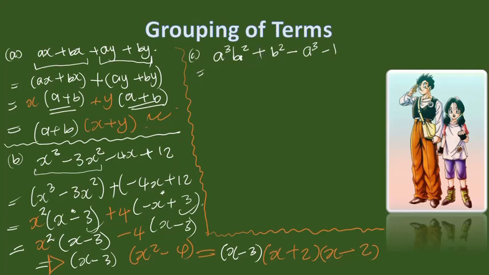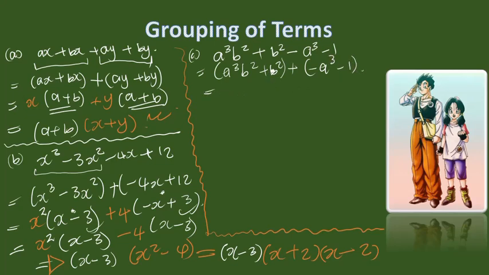Okay, so here's what I want to do. Trial and error again. Let me see if this will work. I'm going to group these two together. So that is a raised to 3 b squared plus this. I put a plus in between. I have a negative a raised to 3 and a negative 1 this way.